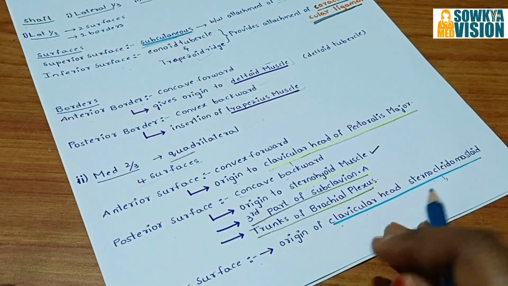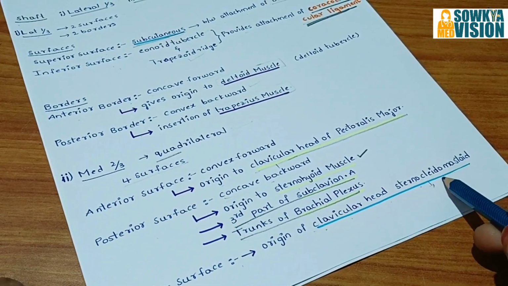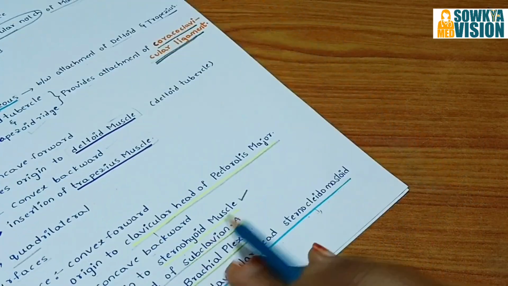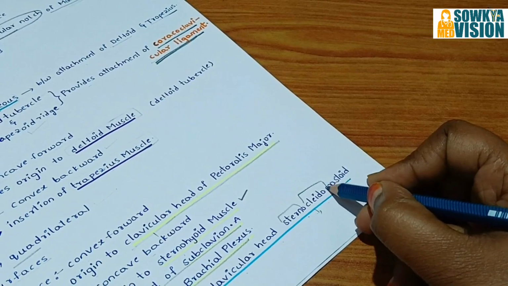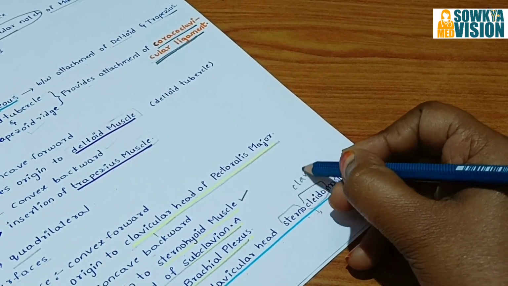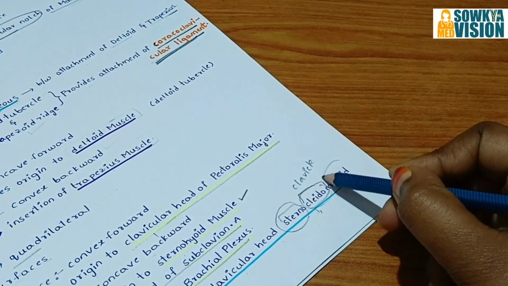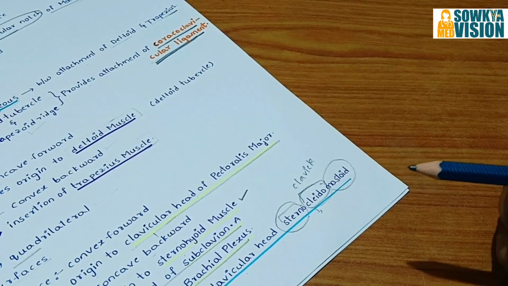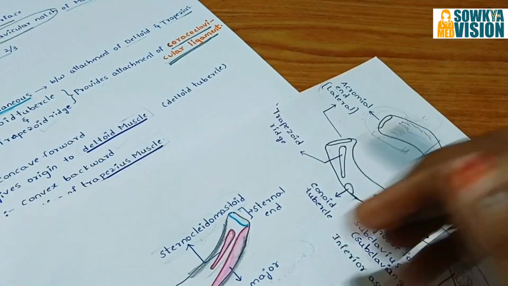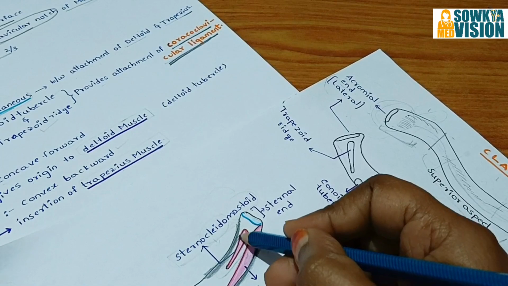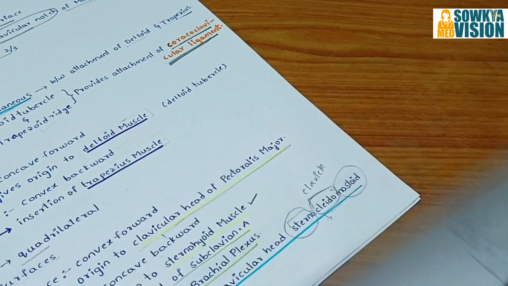And now the superior surface. The superior surface gives origin to the clavicular head of sternocleidomastoid. From the word meaning, sterno means sternum obviously. Cleido means clavicle. The muscle extending from the sternum and clavicle is inserted at the mastoid. Yes. So it is known as sternocleidomastoid. So the superior surface gives the clavicular head of sternocleidomastoid.